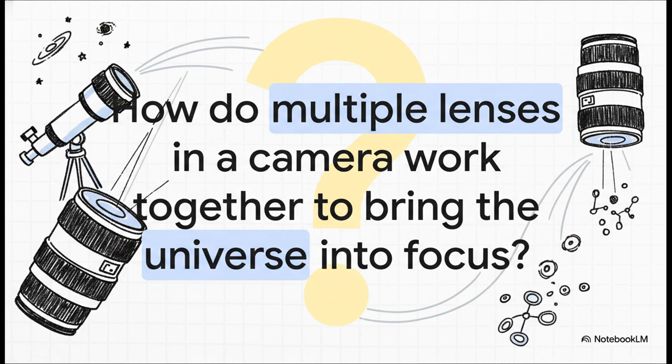So, we've just cracked the code for how a single lens works. But the real magic, the stuff in your phone's camera or in a giant telescope, happens when you start combining them. How do all those lenses work together, using these same basic rules? To bring a distant galaxy or a tiny cell into perfect focus? Well, that's the next adventure in learning how to bend light to our will.